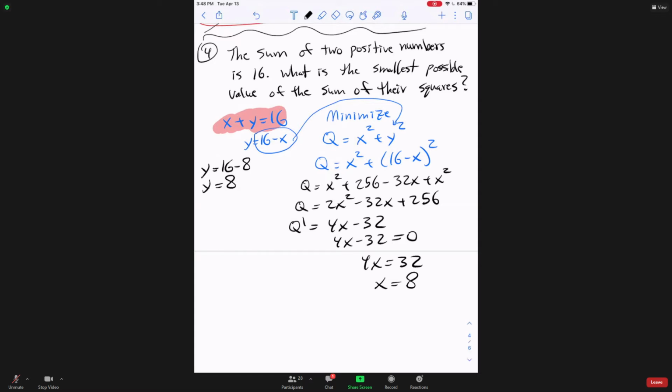Now, how do I know this gives me a minimum? Well, let's do the second derivative test. What's q double prime? Positive 4. If the second derivative is positive, it means you got a concave up graph, which means you do have a minimum at the critical point. So yes, x equals 8 and y equals 8 does give you the minimum quantity of the sum of the squares. Any questions on that?